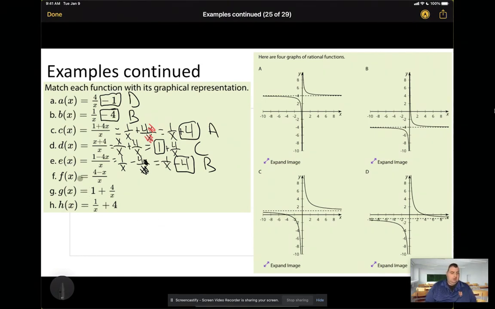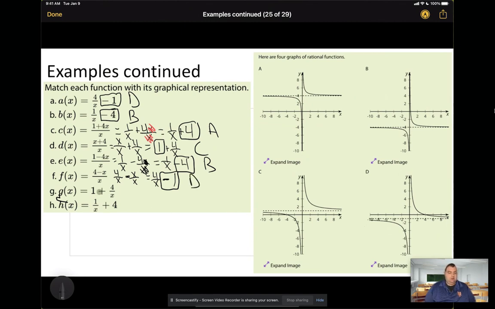Okay. Function F. Let's separate out. So 4 over x minus x over x. If I separate that out and simplify, that's going to be 4 over x, and then minus x over x is going to be 1, just like before. So I have 4 over x minus 1. So now my constant term is -1. We're going to look for the graph that has the horizontal asymptote at -1. That looks like graph D to me.